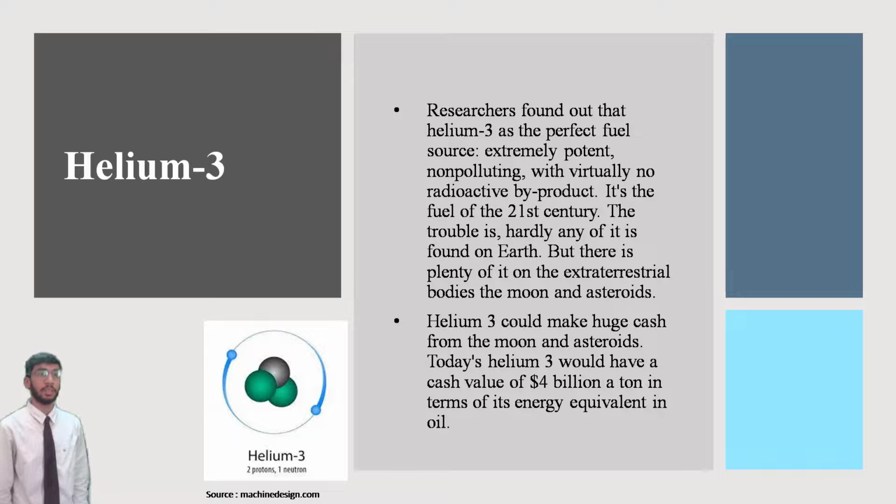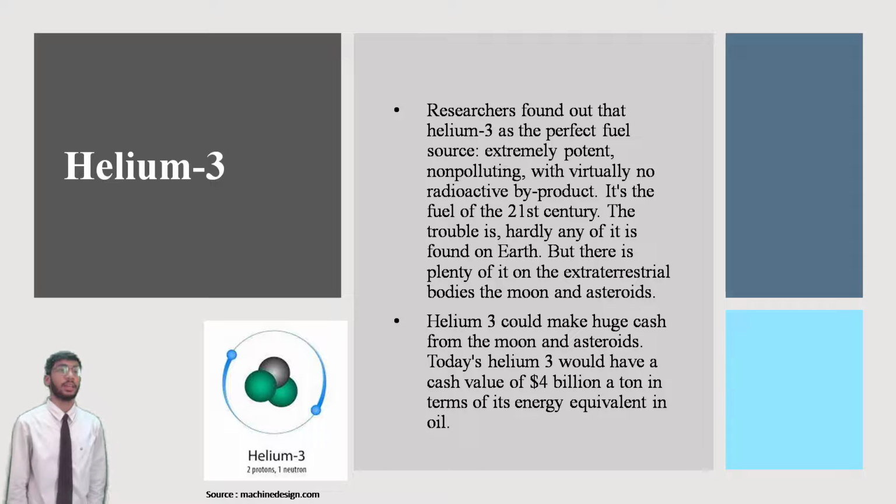On the next slide, we see that researchers have found that helium-3 is a perfect source of fuel, an extremely clean, non-polluting, and non-radioactive byproduct. It is a fuel of the 21st century and is hardly found on Earth. It is formed when tritium decays into helium-3 with a half-life of 12.3 years. Once we extract helium-3, we can have a perfect energy source. Extraction of helium can generate huge profits and allow humans to travel into stellar space without worrying about fuel.